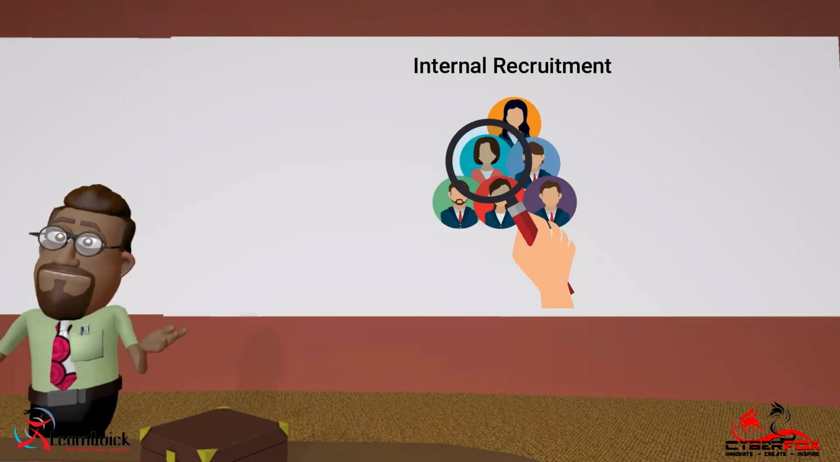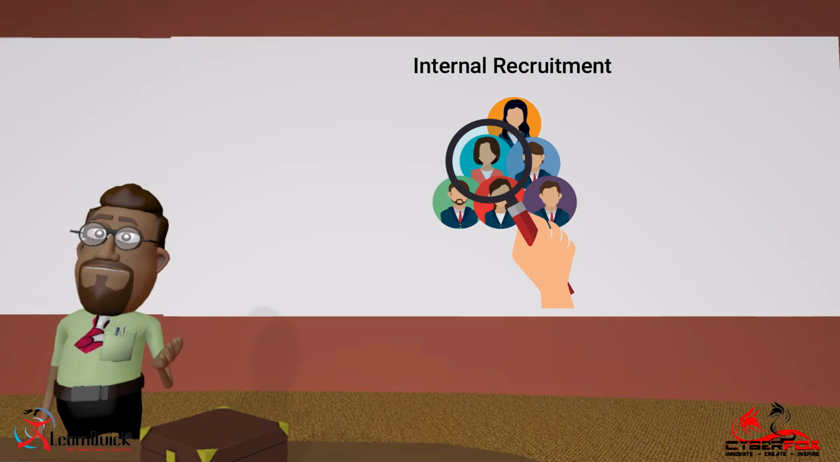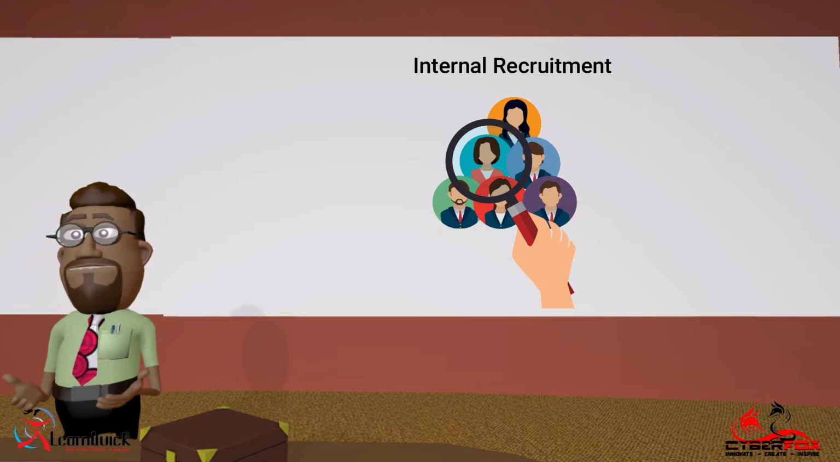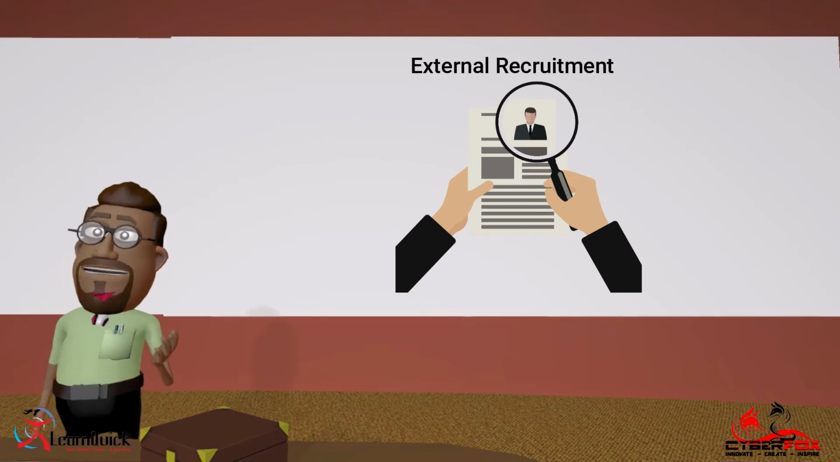Internal recruitment applies to the people who are already working inside the organization. This gives them the opportunity to apply for the vacant position, and if a suitable candidate is found, a change in profile will be included on behalf of the employee. External recruitment refers to the external candidates applying for the position.